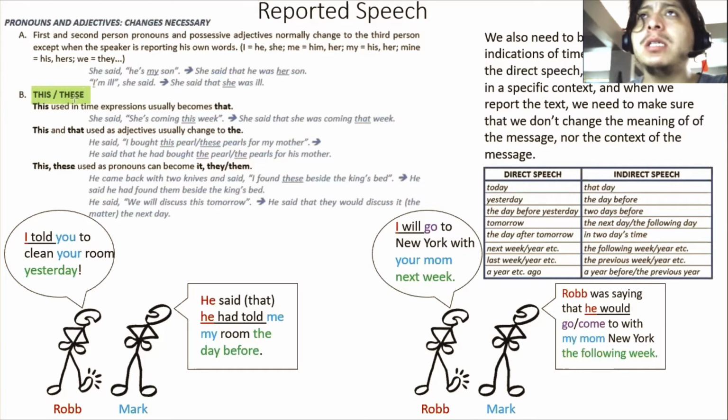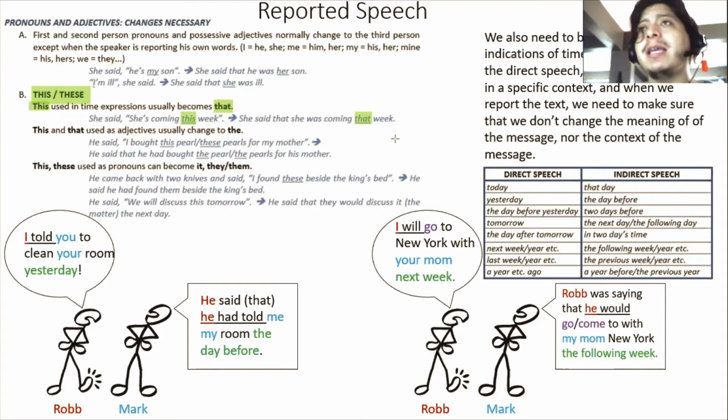So, when we use this, instead of saying this, we change it to that, because this is something close. She said she's coming this week. This week means this specific week, the closest week. When we report it, we say she said that she was coming that week. Why? Because we are not sure if this is the same week that she said that.